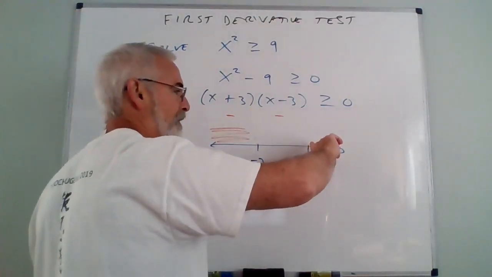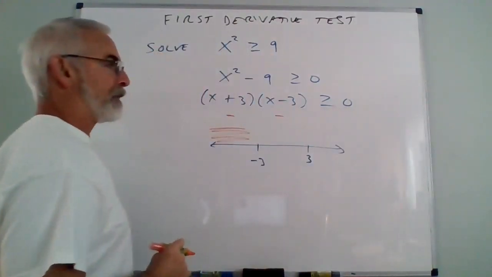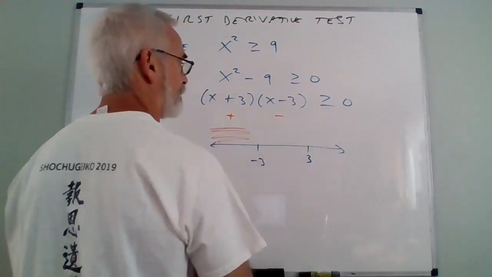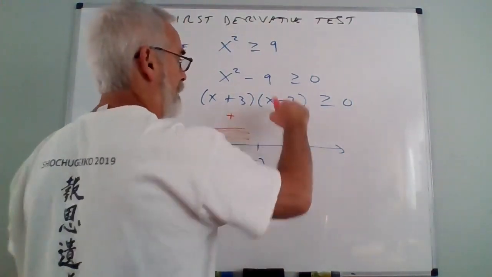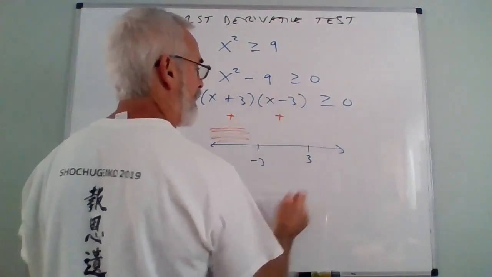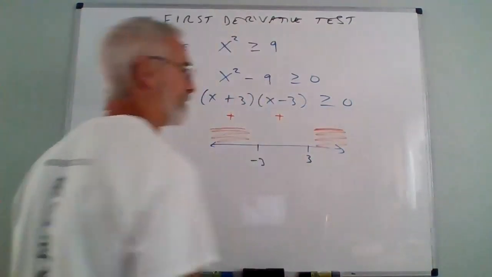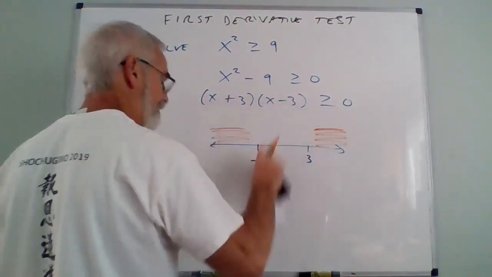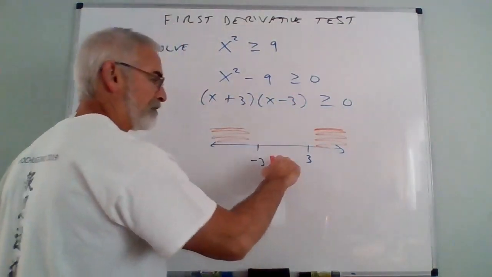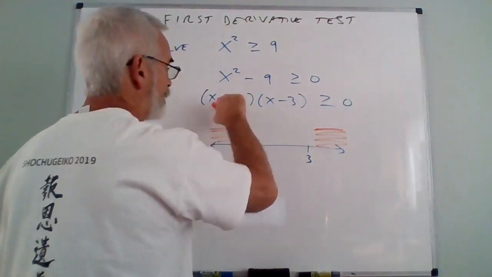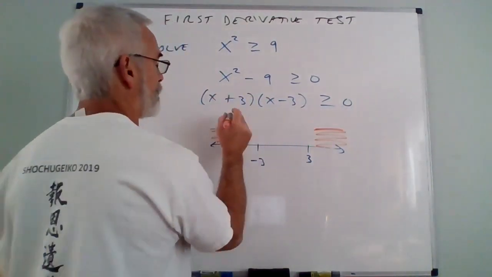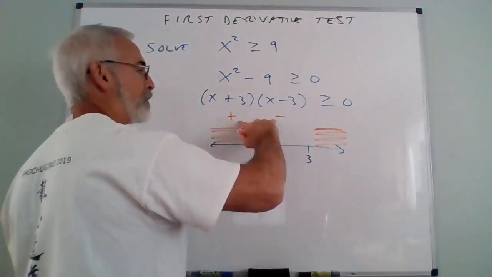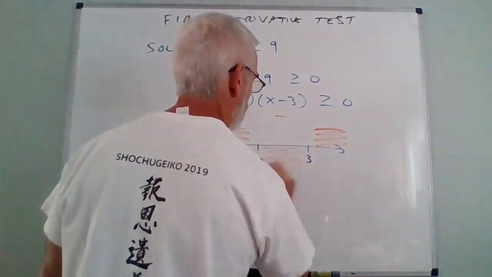Now, let's pick a number in this interval. Number bigger than 3, like positive bazillion. Positive bazillion plus 3 is positive. Bazillion is really big, by the way. Positive bazillion minus 3 is also positive, and this is positive. Okay, great. Now let's pick a number between negative 3 and 3. So now I really do need to pick a number. So how about 0? 0 plus 3, yes, that's 3, but that's not important. It's positive. 0 minus 3 is negative, and the product of a positive and a negative is here.